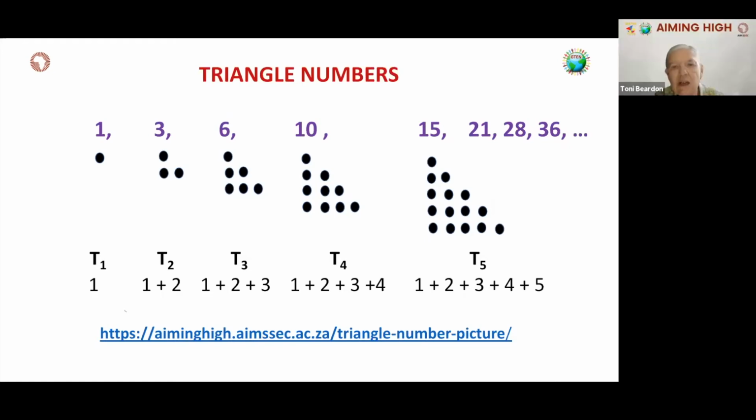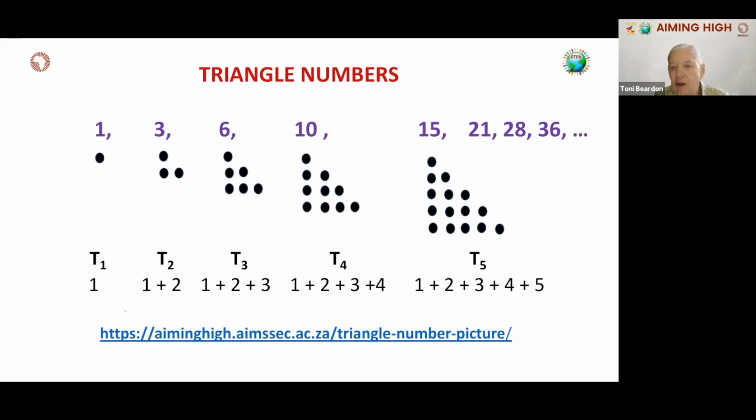You see the notation here. What I mean is the way we write it down. That's all the word notation means. T1 is the first triangle number. T2 is the second, which is 3. T3 is the third triangle number, which is actually 6. T4 is the fourth triangle number, which is actually 10. T5 is the fifth triangle number, which is 15.